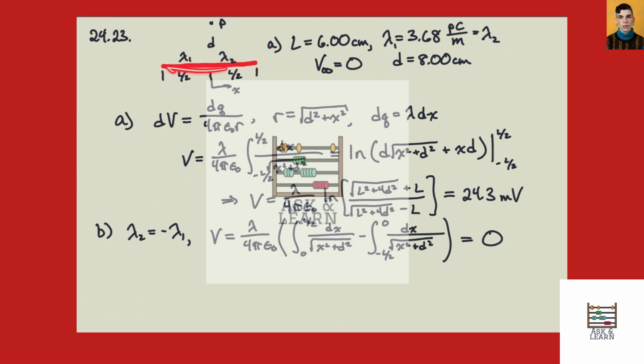In both cases, the bar is 6 centimeters long, and the charge density is 3.68 picocoulombs per meter. So that's the charge density along here. In the first case, it's all positive. In the second case, it's positive on one half and negative on the other half. Again, we're told to take the voltage at infinity to be 0, and the distance d from the rod is 8 centimeters. So basically, this just comes down to a calculus problem.